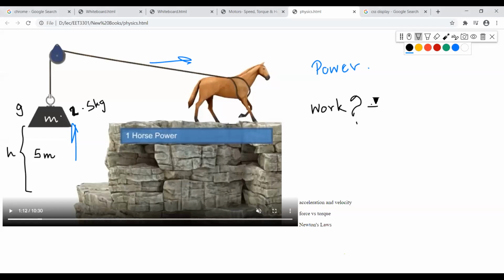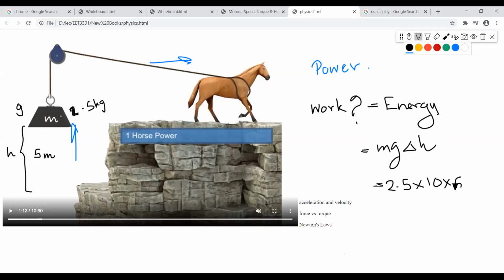So the work done here is the energy used by the horse, which is equal to the energy saved as potential energy, the difference of the potential energy of this load, right? Something like that. So it is going to be mg delta h, which is equal to 2.5 kilograms multiplied by 10 times h is 5.